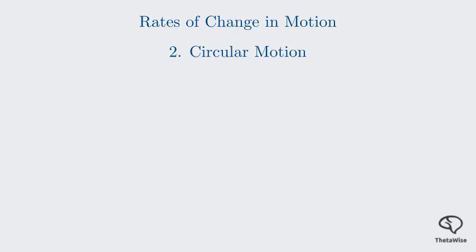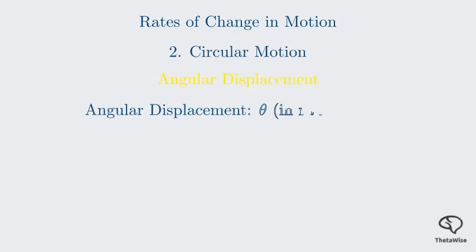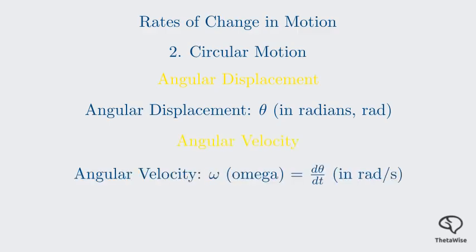Now let's explore circular motion. This is comparable to rectilinear motion, but the movement is around a circle. Instead of a linear displacement, we talk about angular displacement. Angular displacement, symbolized by the Greek letter theta, represents the angle through which an object has rotated from its initial position. The standard unit for angular displacement is the radian. If we have a position function theta of t, we can find the rates of change just as we did before. The rate of change of angular displacement is called angular velocity, represented by the Greek letter omega.